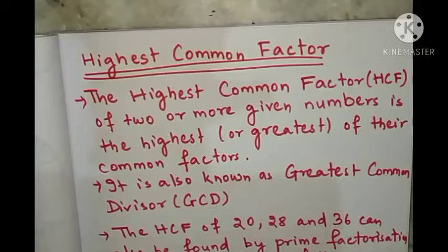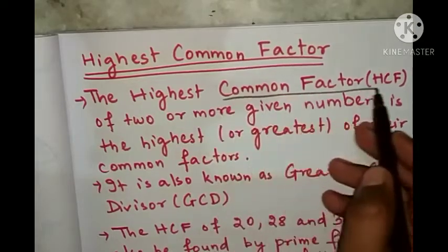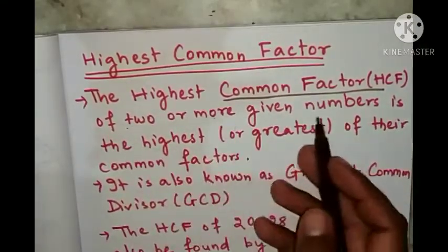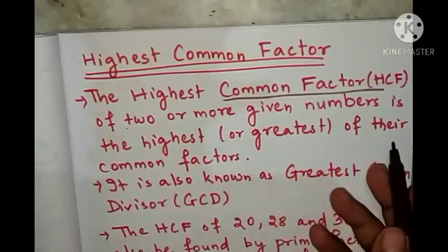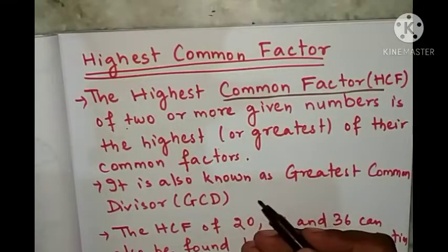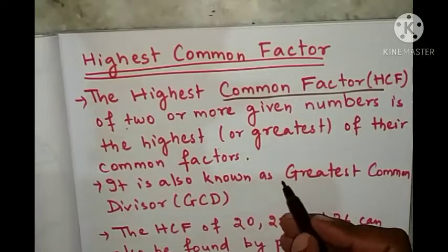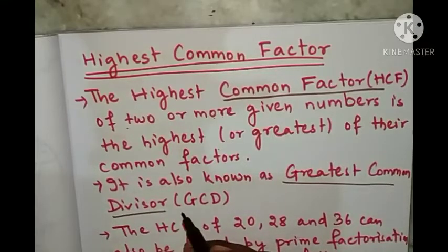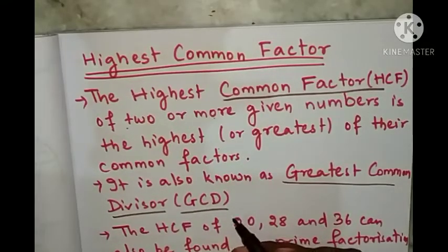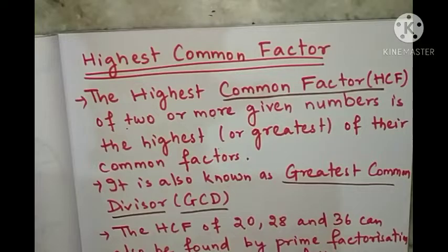Last class we studied how to find common factors. Here we will find the highest among those common factors. So the highest common factor, that is HCF, of two or more given numbers is the greatest of their common factors. It is also known as greatest common divisor, that is GCD. So let's take some examples.